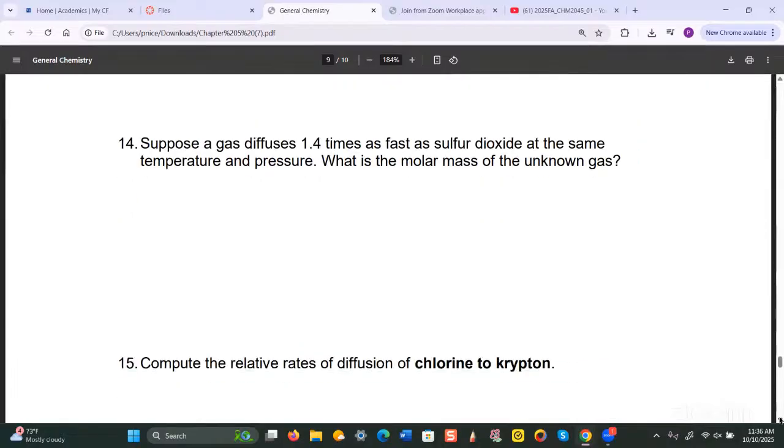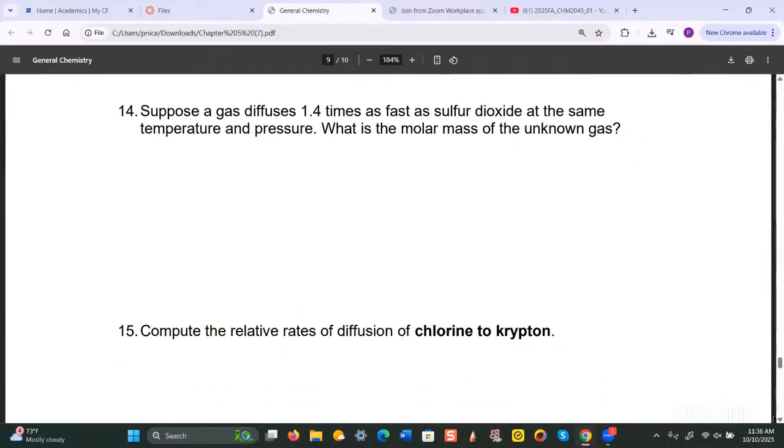Now, in this case, the question says, suppose a gas diffuses 1.4 times as fast as sulfur dioxide at the same temperature and pressure. What is the molar mass of the unknown gas? So again, you're asked for the molar mass of an unknown gas, but this time the question has given you the rates or the relative rates. Let me just say this: when it comes to these types of questions, it's very important that you interpret the question carefully, right? In the previous question, it tells you that the unknown gas diffuses 1.5 times longer than oxygen. So that's basically a time-to-time relationship, right?